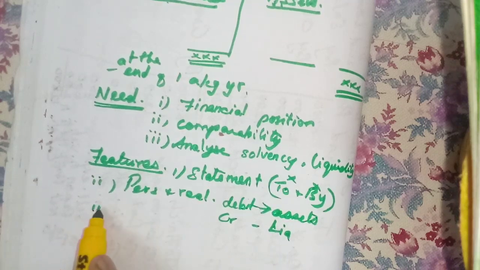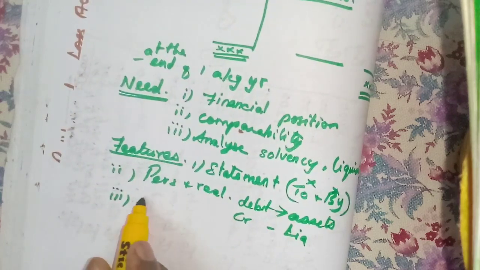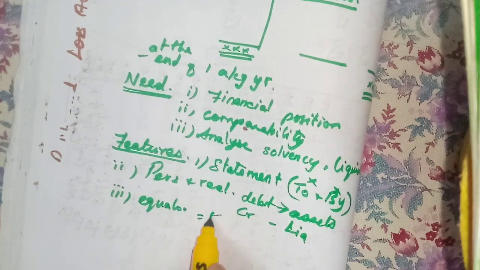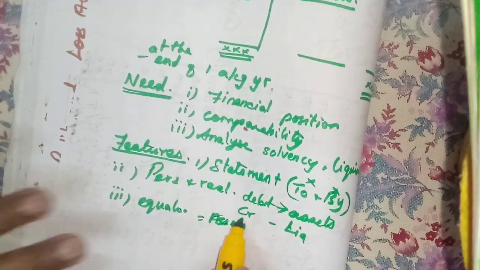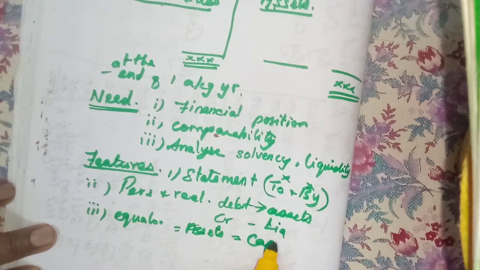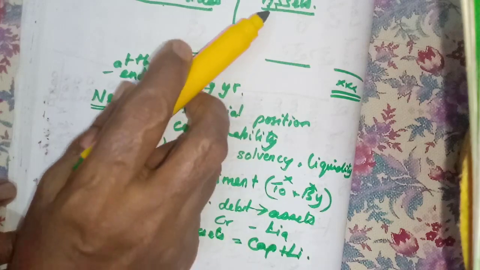Okay, then here it will tally because we follow the accounting equation. What is the accounting equation? Assets is equal to capital plus liabilities. That is what is entered. Okay, assets, we will enter all the assets.